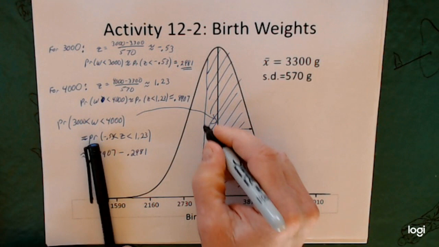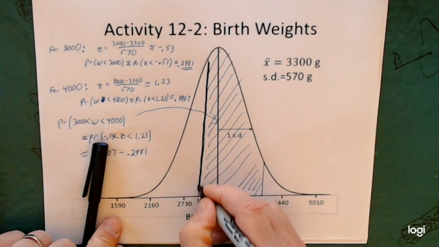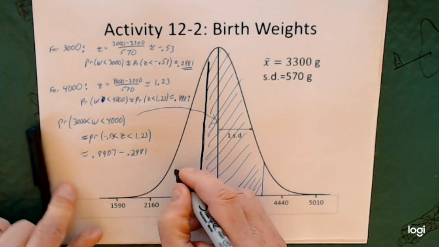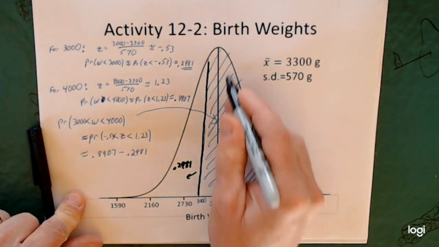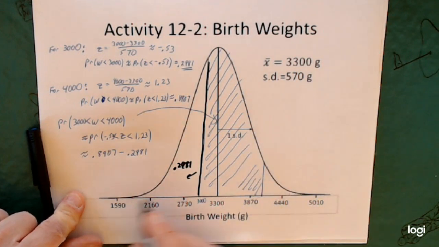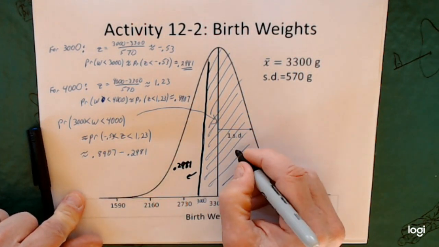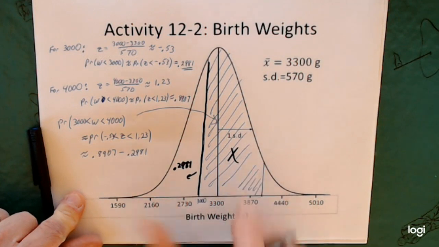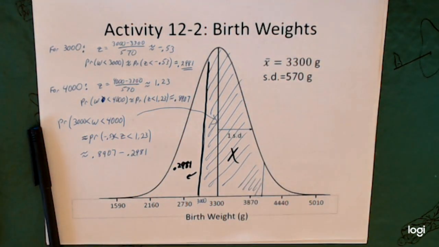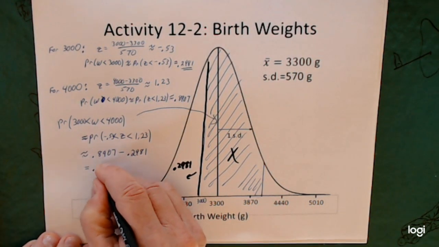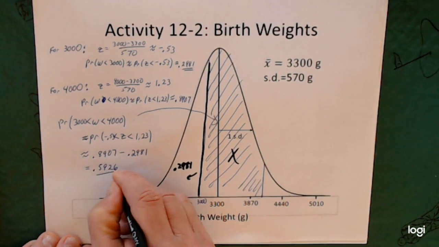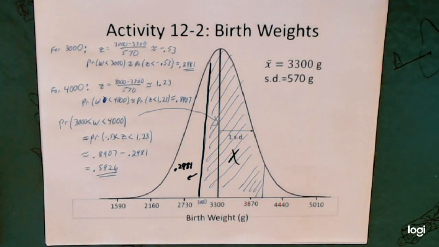I know this area down here is 0.2981, and I know that the whole area back is 0.8907. I want this area, so I'm going to subtract those two. All right, so when I do that, I get, again, check me, 0.5926. Okay, so about 59% of babies weigh between 3,000 and 4,000 grams at birth.